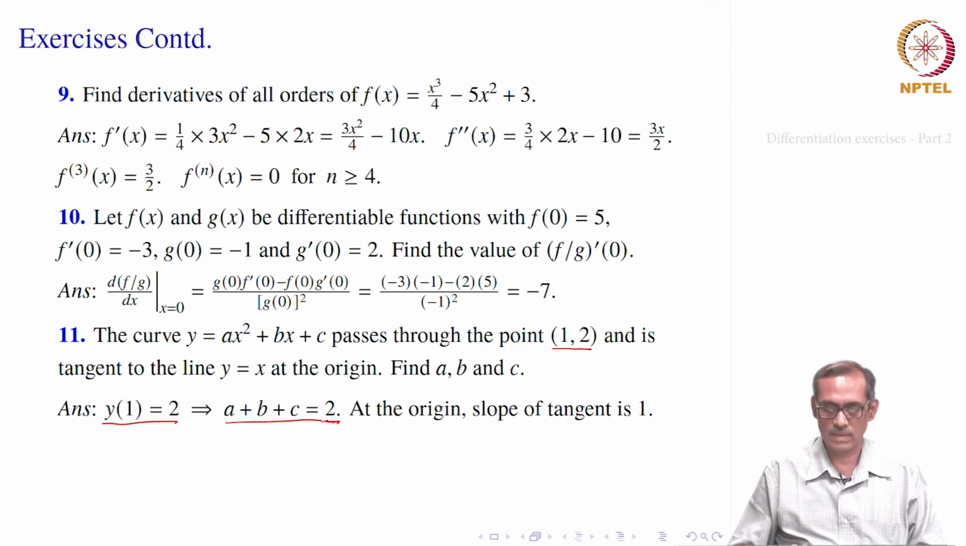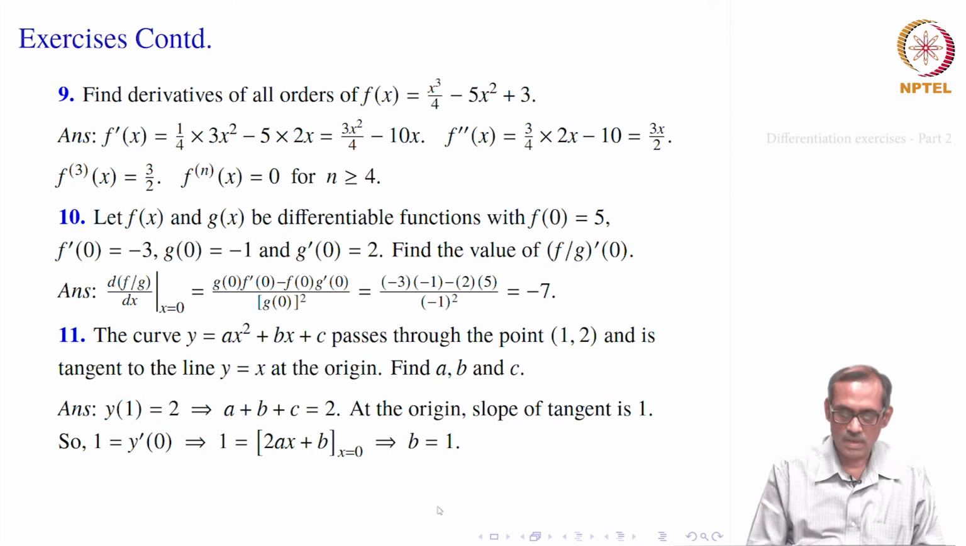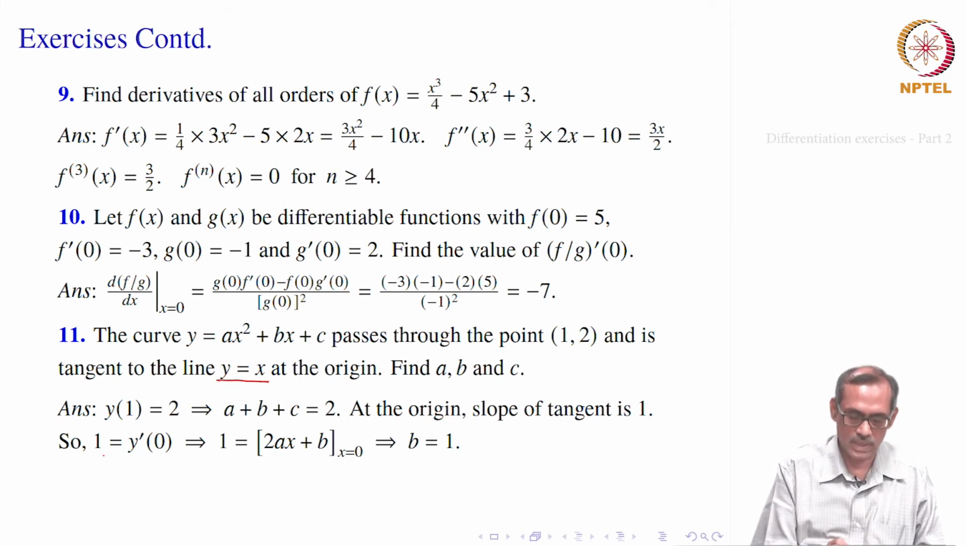Okay. That is what it gives, one equation. Next, we see that at the origin the slope of the tangent is 1. How do you say that? Because y equal to x is a tangent to the curve, its slope is 1. So, that means the derivative of this function evaluated at x equal to 0 should give us 1. So, that is 1 equal to y prime of 0, right.